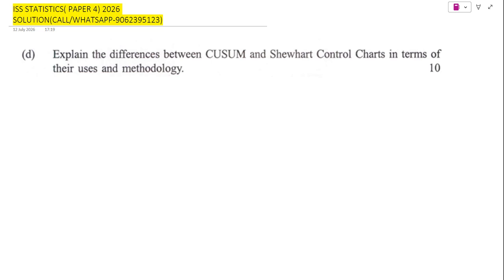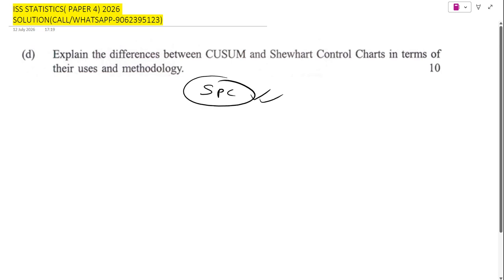Now, before comparing them, let us first understand one common point. Both the Shewhart chart and the CUSUM chart are tools of the statistical process control, that is the SPC. Alright, and their objective is exactly the same, to monitor a production process and detect whether the process is still in the statistical control or has shifted due to some assignable cause. Okay, so the destination is the same. The only difference lies in how they detect process changes.